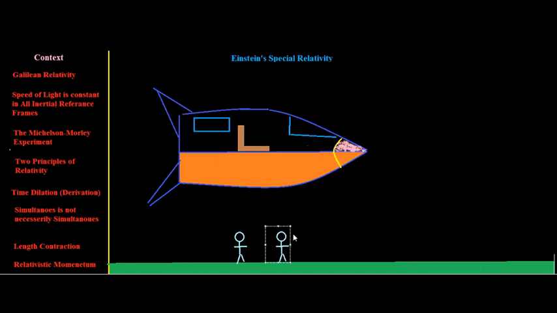Now suppose you have two twins, Tweedledee and Tweedledum, and Tweedledum is the one who will go inside the spaceship. He rides on the spaceship at fast speed, speeds close to the speed of light, and then he comes back.